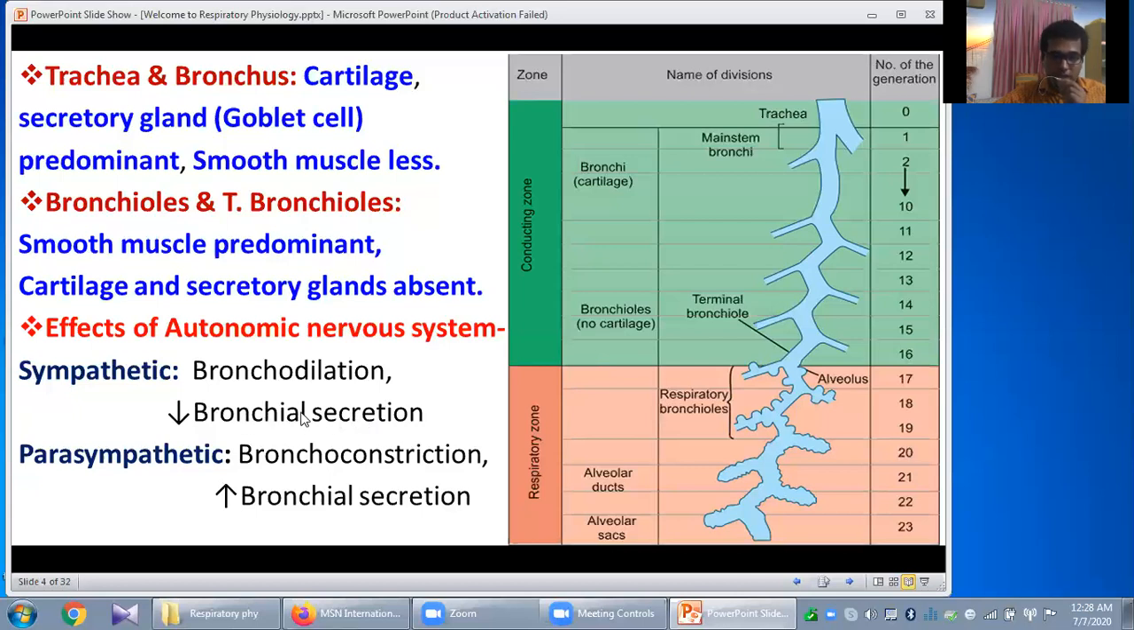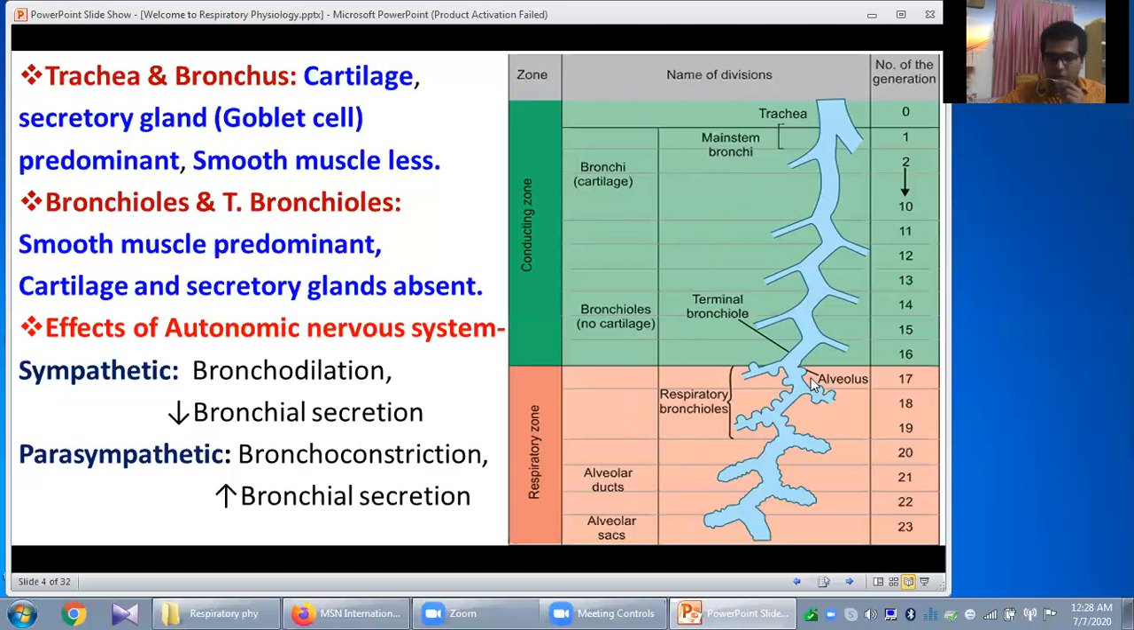So the effect is reduced bronchial secretion, and the effects of the parasympathetic system are completely the reverse. It causes the constriction of the bronchial smooth muscle and increases the bronchial secretions. Okay, so this conducting zone does not take part in the gaseous exchange mechanism, and it gets its nutrition from the bronchial circulation.